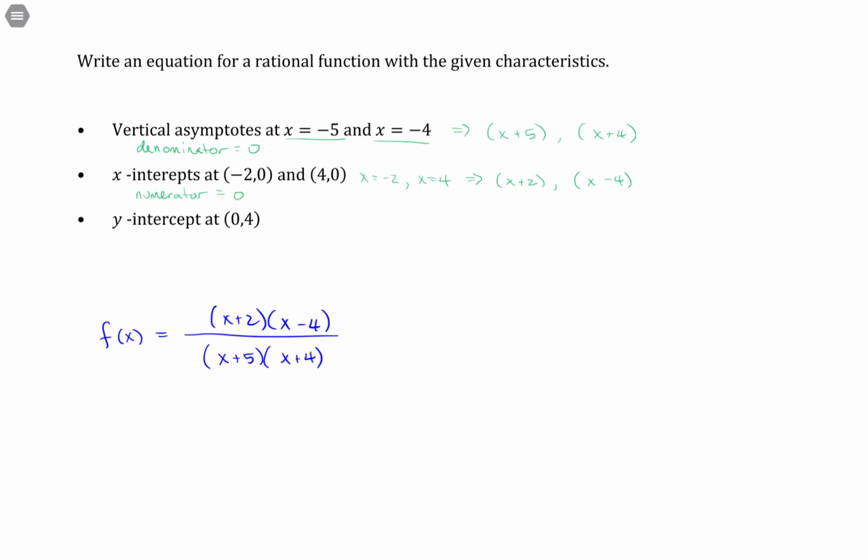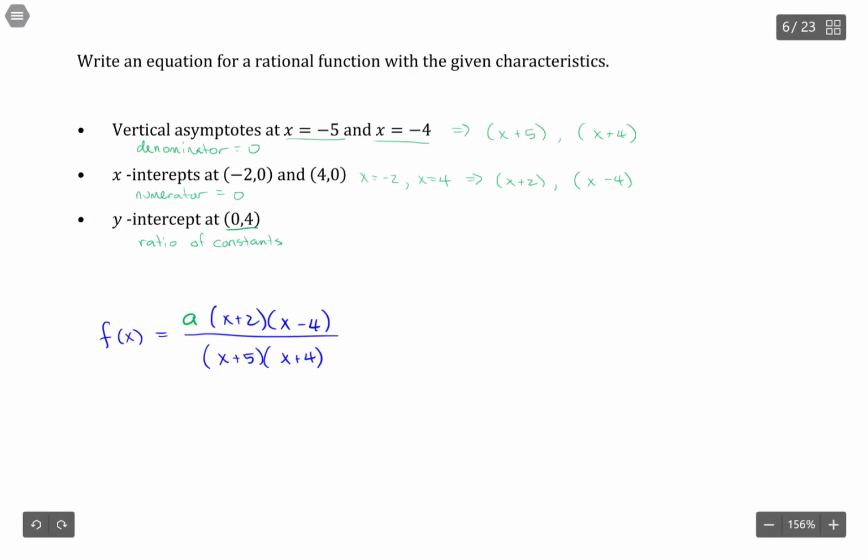Now the y-intercept at (0, 4). It is true the y-intercept does occur at the ratio of constant terms. But the problem is I don't have this in expanded form, which means I can't just come up with the constant terms as is. I'd have to factor these out to get them. And if I start changing the constants, then it could potentially make a problem with where the locations of zeros are. So in this situation, the easiest thing to do is just put in a constant multiplier of a.